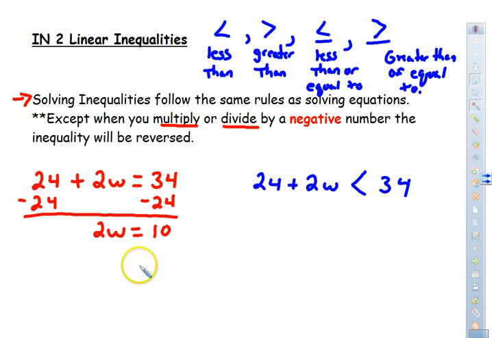Now we're going to divide, because we have to get rid of our 2, so we divide it by 2 to both sides.